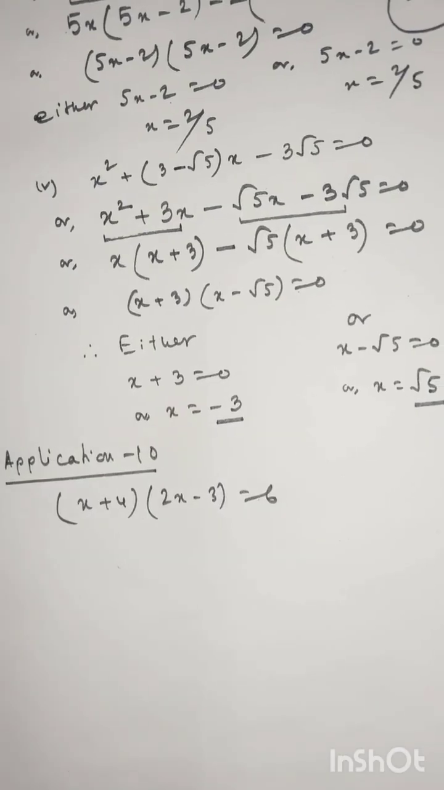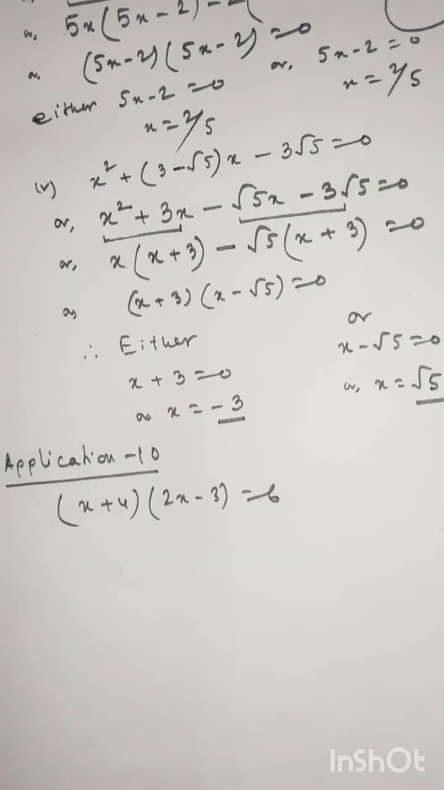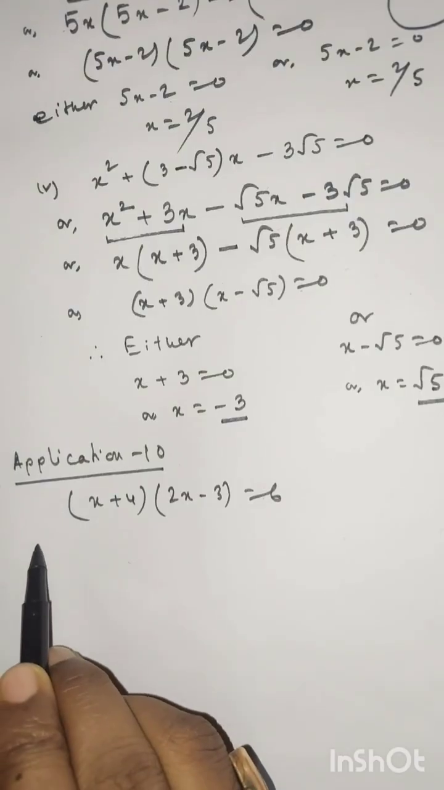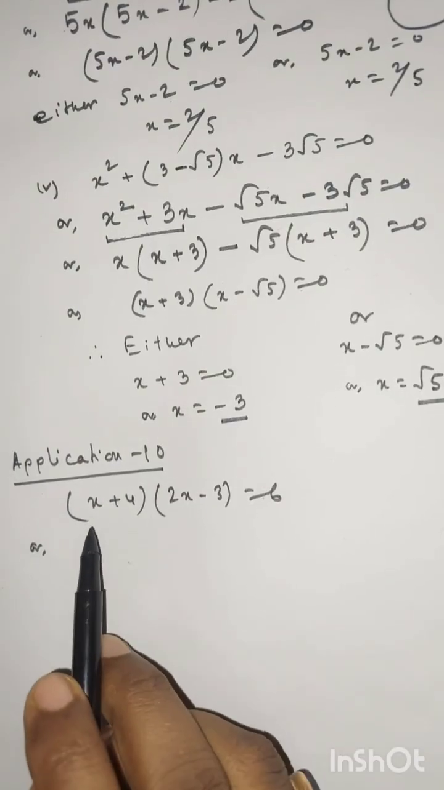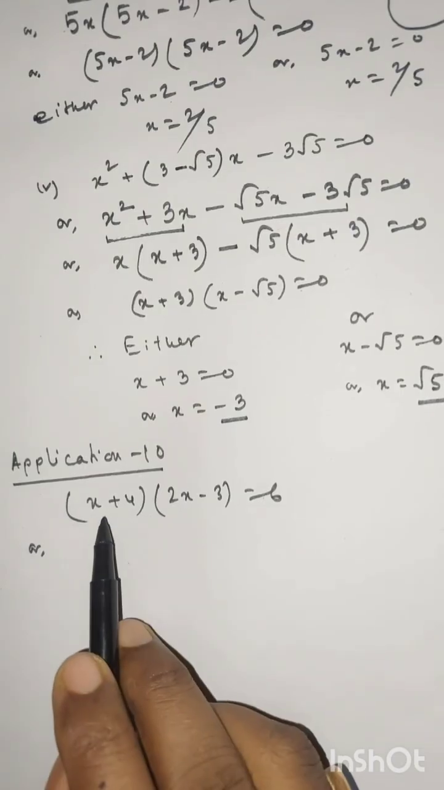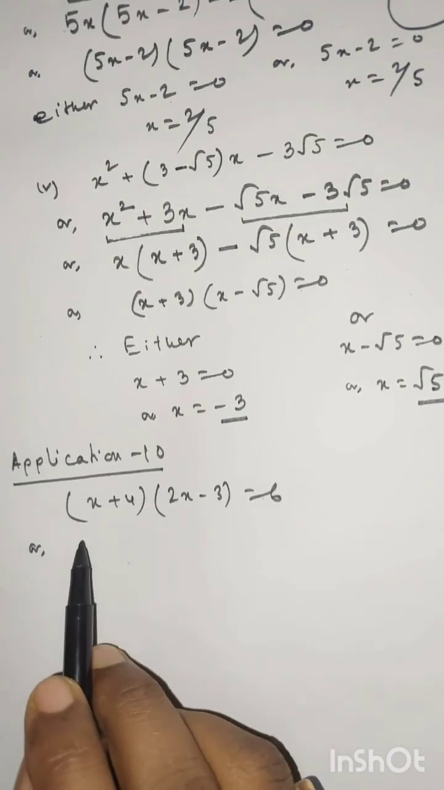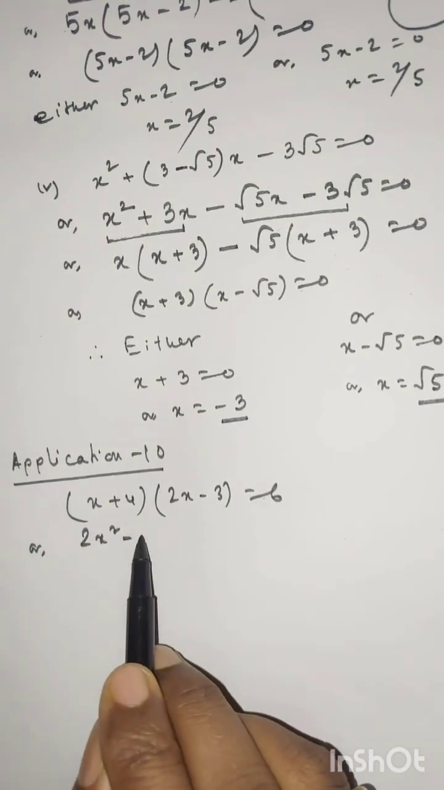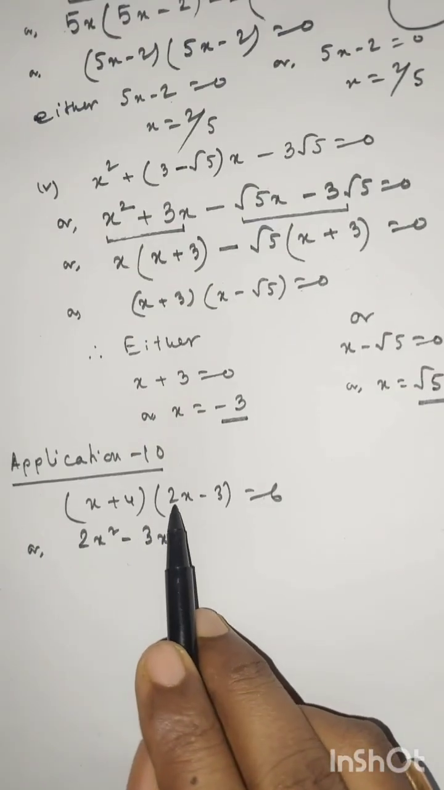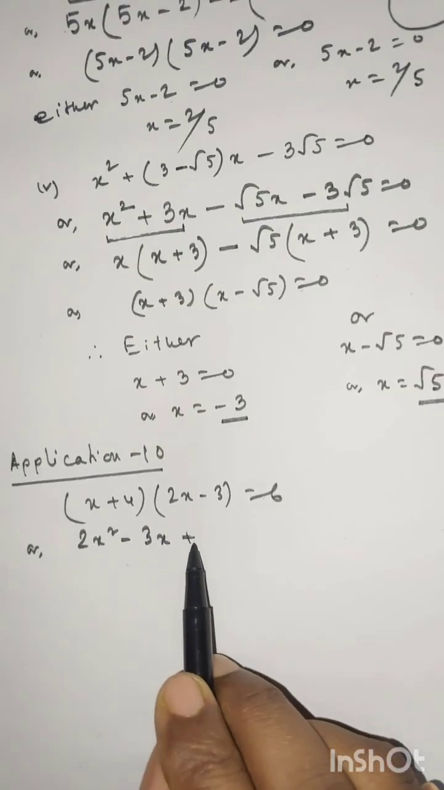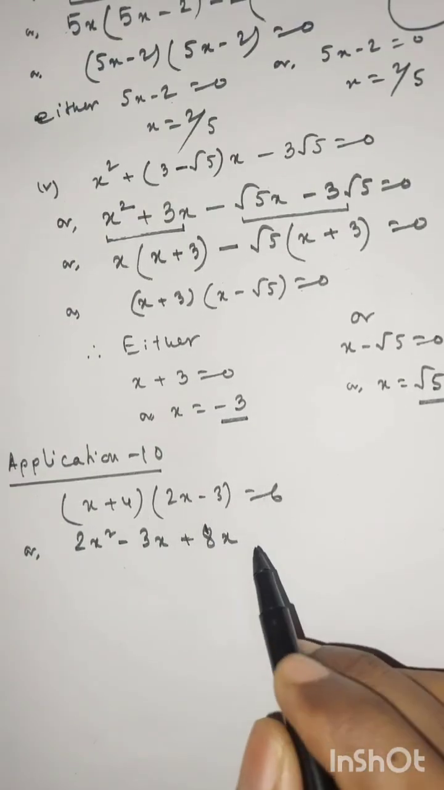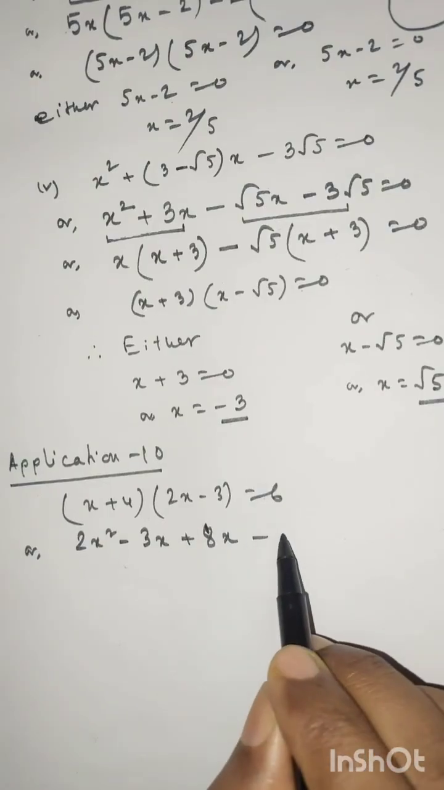Let us take application number 10. If we simplify it, we get x multiplied to 2x, we get 2x square, x multiplied to minus 3, we get minus 3x, 4 multiplied to 2x, we get plus 8x, 4 multiplied to minus 3, we get minus 12.